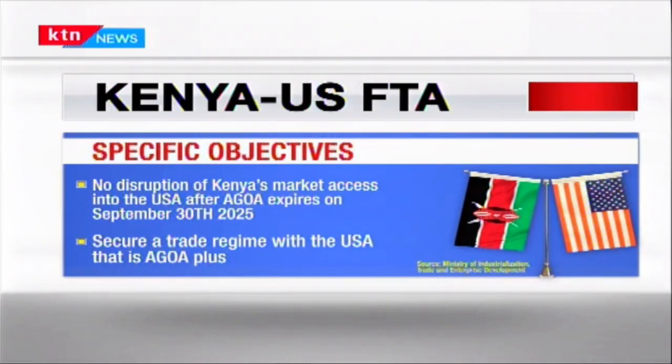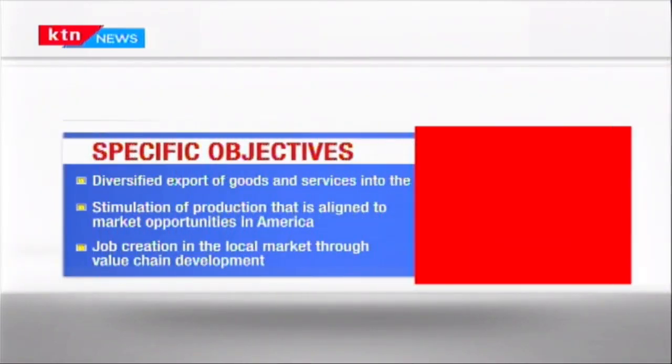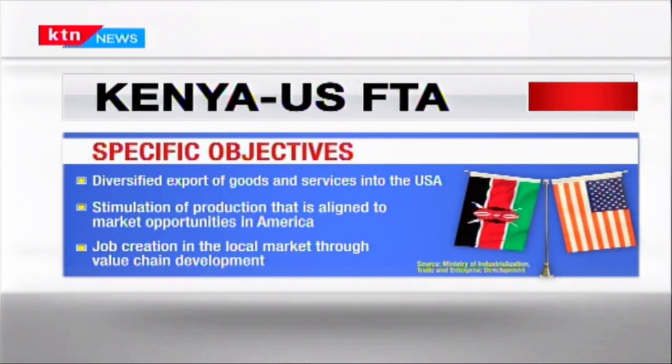Other key objectives include securing a trade regime with the US that is AGOA Plus, diversifying export of goods and services into the US, stimulating production that is aligned to market opportunities in America, and job creation in the local market through value chain development.